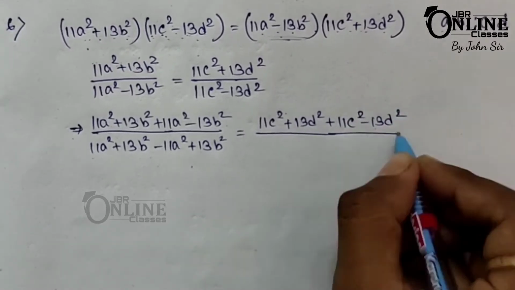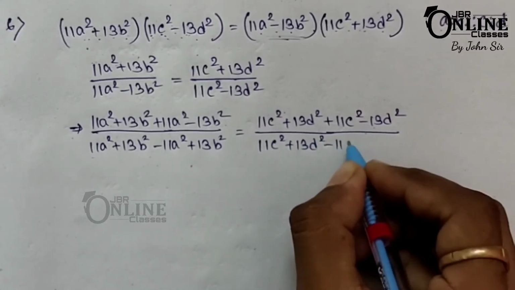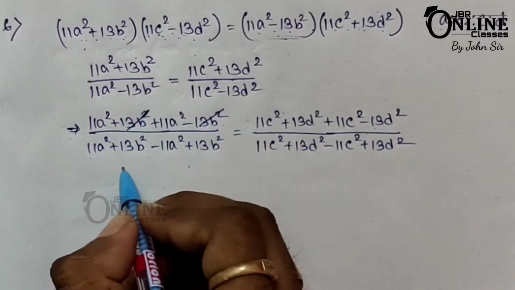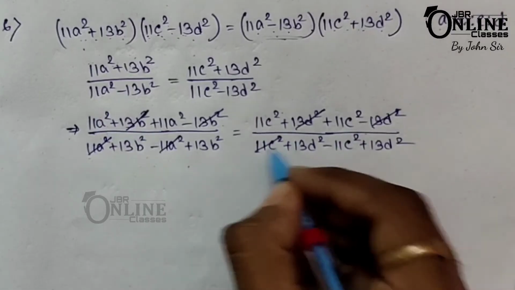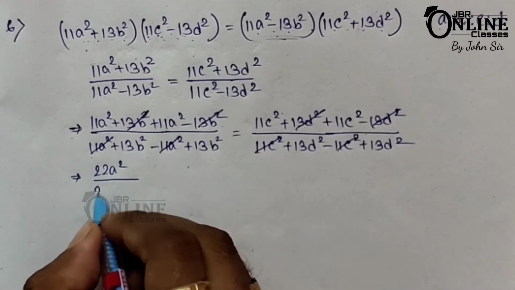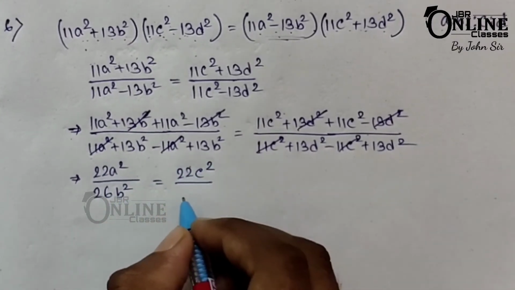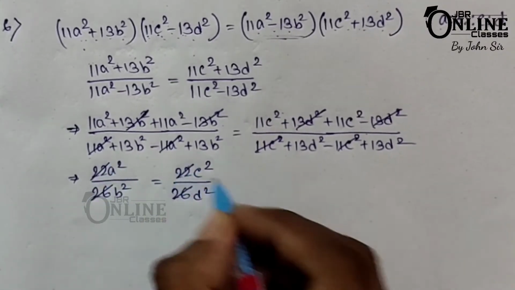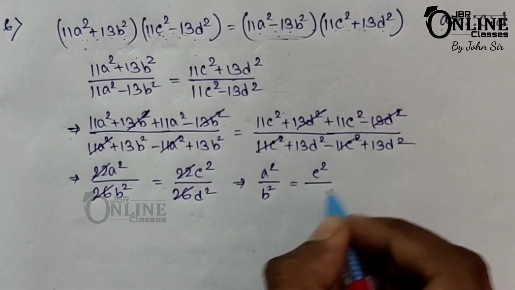Also similar to sum number 2. So here 13d square, now minus 11c square plus 13d square. Okay, so here the 13b square cancel out, 11a square, here 13d square, and here 11c square. So finally here 22a square, and here 26b square, the same 22c square and 26d square. 26 26 cancel out, 22 22 cancel out. So it will be a square by b square and then c square by d square.